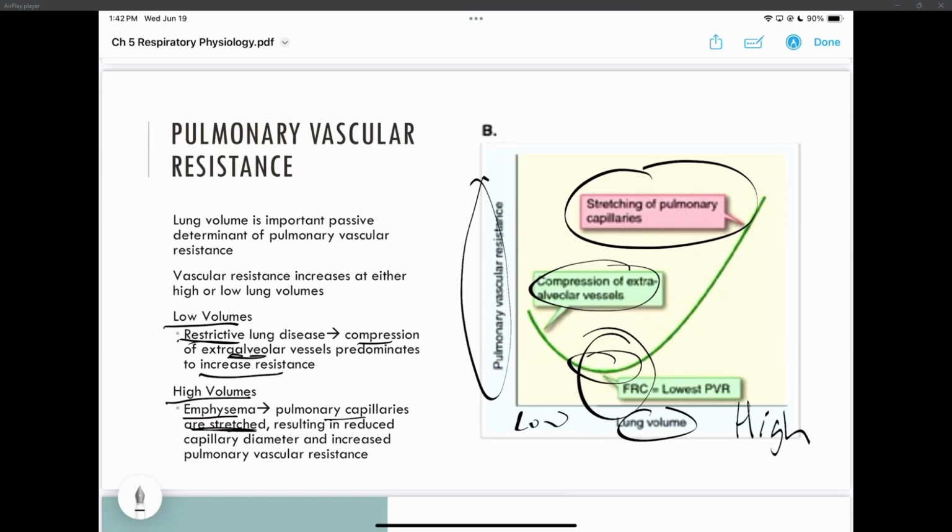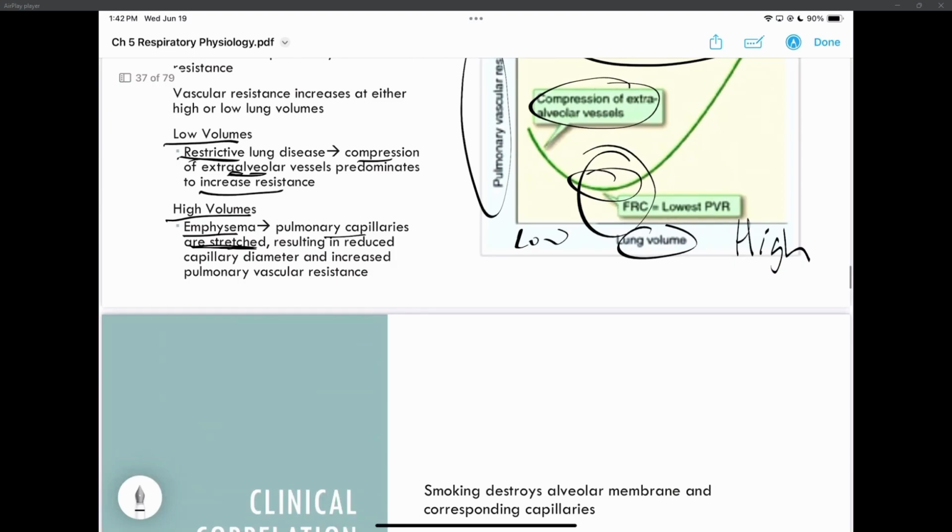When you start adding in pathologies and different problems, you get changes in pulmonary vascular resistance on the low side and the high side. So when you're studying this, understand why at low lung volumes does PVR go up, and why at high lung volumes does PVR go up as well. Pulmonary vascular resistance, not anything else.